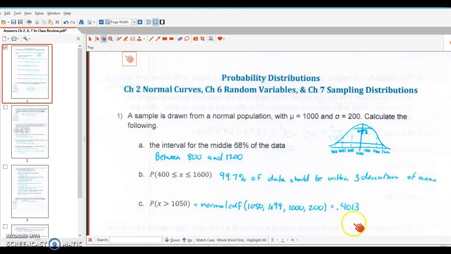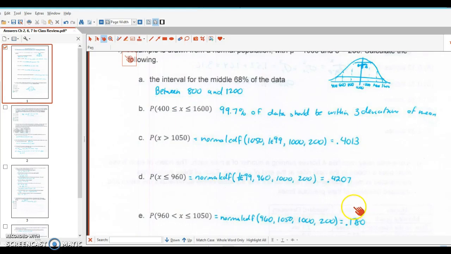So we get about 40% of our data is greater than 1,050. With continuous distributions like the normal curve, greater than 1,050 would give you the same answer as greater than or equal to. Not true for discrete, but for continuous, meaning that, for instance, decimals are possible. So 1,050.1 or 1,050.001 would be possible. In other words, fractions of decimals. Then there is no difference between greater than versus greater than or equal to. 0.4013 would be the probability in either case.